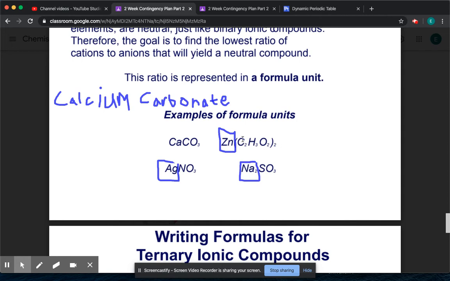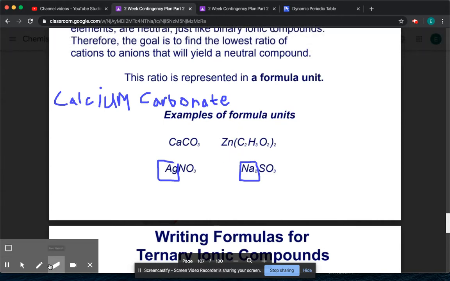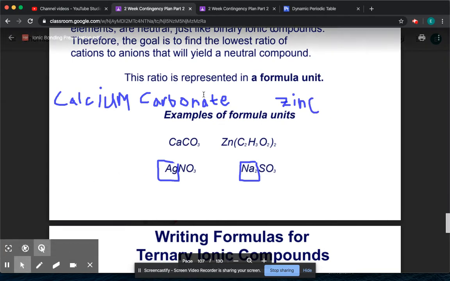Let's do this one right here. Let's do the one with zinc. So Zn is zinc, and as you can see, we only have one zinc. Why do we only have one zinc? Zinc, if I'm not mistaken, is +2. Zinc is one of those transition metals, but it only has one possible charge, and that charge is +2.